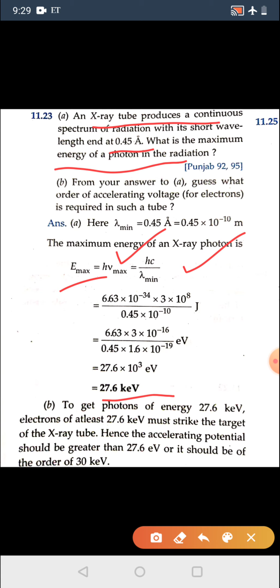kilo electron volt. But in part B, it is asked that from your answer, guess what order of accelerating voltage is required in such a tube. So first of all, to get photons of energy 27.6 kilo electron volt, electrons of at least 27.6 kilo electron volt must strike the target of the X-ray tube. Hence the accelerating voltage should be 27.6 kilovolt, or it should be in the order of 30 kilovolt.